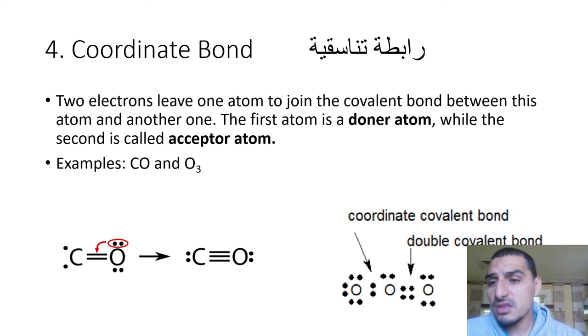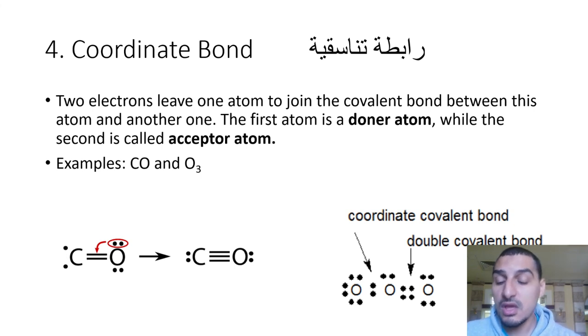We have two other types of bonds that we will not go into a lot of detail about, we will just quickly talk about them. The first is what we call the coordinate bond. The coordinate bond is similar to the covalent bond. We have a bond that is shared between two atoms, but the electrons in this bond are originally from a single atom.